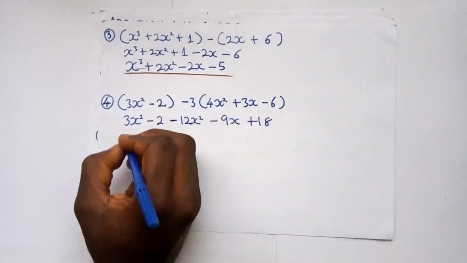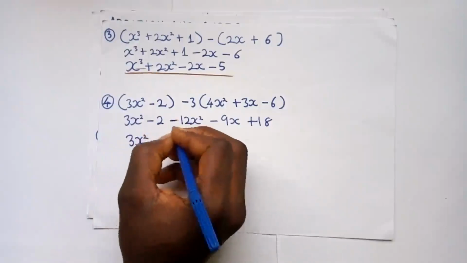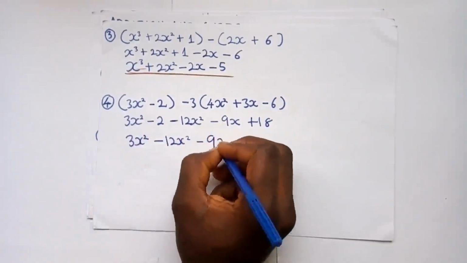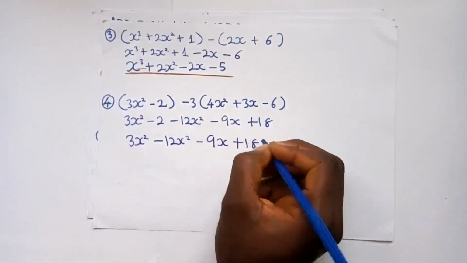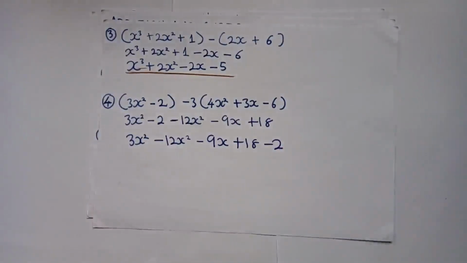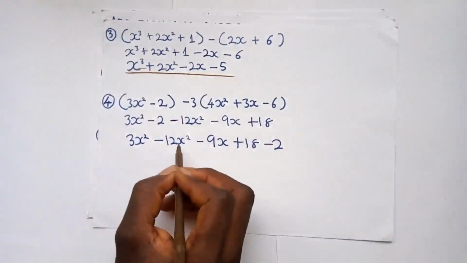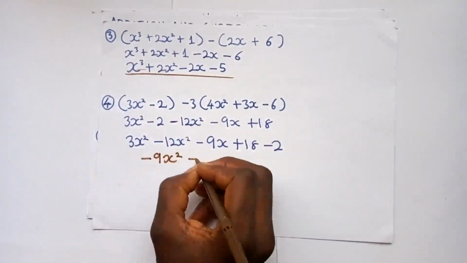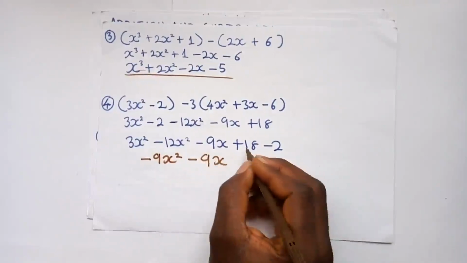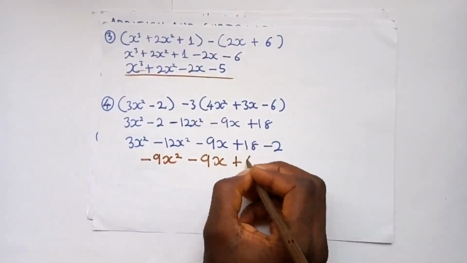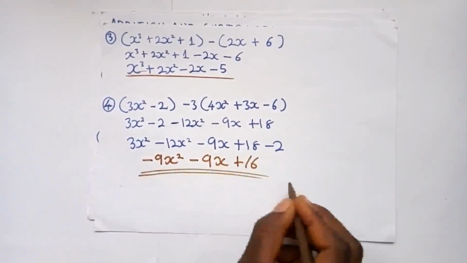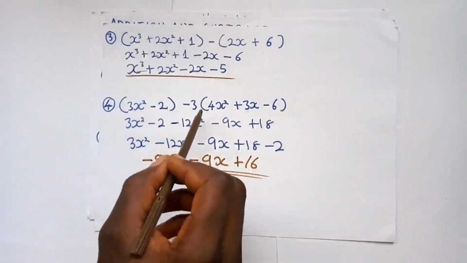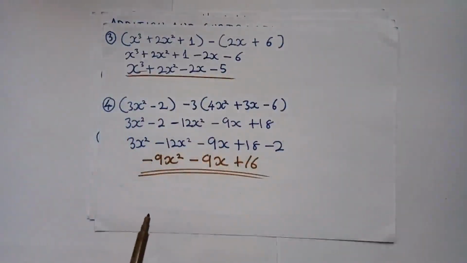So take like terms. 3s squared minus 12s squared minus 9s plus 18 minus 2. So 3s squared minus 12s squared gives us negative 9s squared minus 9s. 18 minus 2 gives us positive 16. So when you do 3s squared minus 2 minus 3 multiplied by this, you are going to have this as the answer.